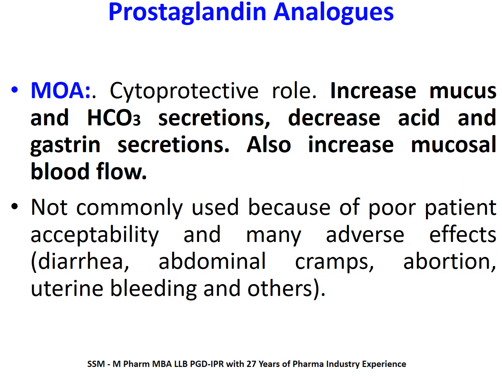Coming to prostaglandin analogs, they are cytoprotective. They increase mucus and bicarbonate secretion. They decrease acid and gastrin secretion, and they also increase mucosal blood flow. They are not very commonly used drugs because of poor patient acceptability and many adverse effects like diarrhea, abdominal cramps, and uterine bleeding, and many other side effects.